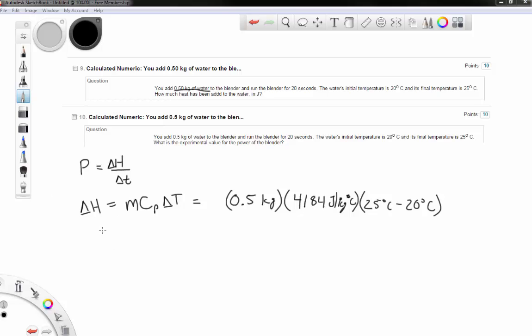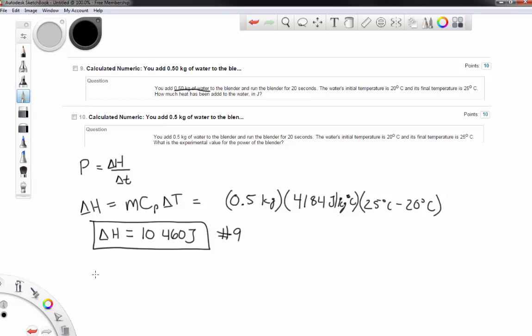So this amount of heat that has been put in, or in your handout it would have been a delta Q, doesn't really matter what you use, it's 10,460 joules. So that answers question number 9.